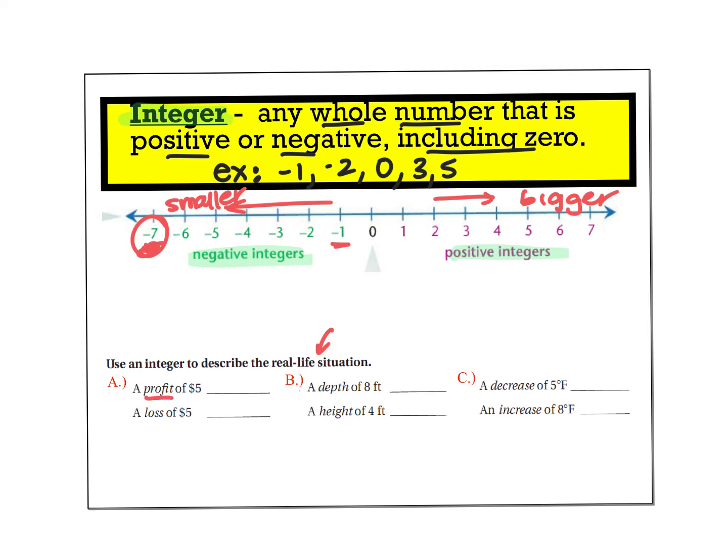Okay, so if I ask you to use an integer to describe these real life situations, if I say, hey, you have a profit of 5, well, that'd be like a positive 5. If you lost 5, that'd be like a -5. So those are integers that would describe that. A depth of 8 is if I go down 8, that's -8. A height would be like +4. A decrease of 5 would be like a -5, and an increase of 8 would be a +8. If a number is positive, you do not have to write that positive symbol in front of it. You could just write an 8.